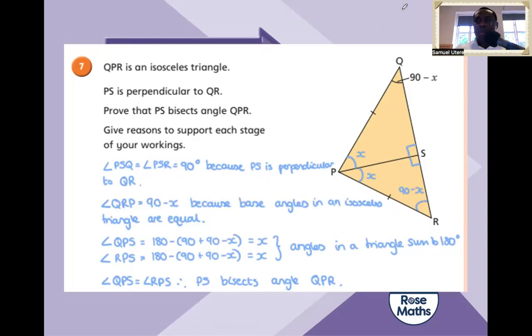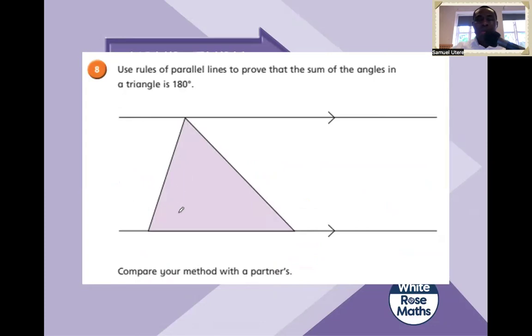And that should give us our answer. Because by simplifying this, we get the same variable X. It means it's been bisected. Bisected means split into equal parts. Pause the video and answer question 8 in 1 minute.